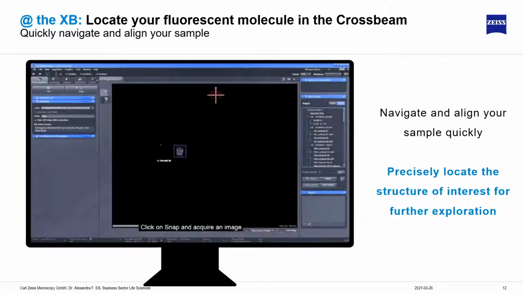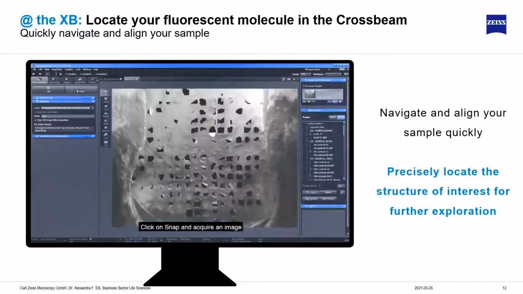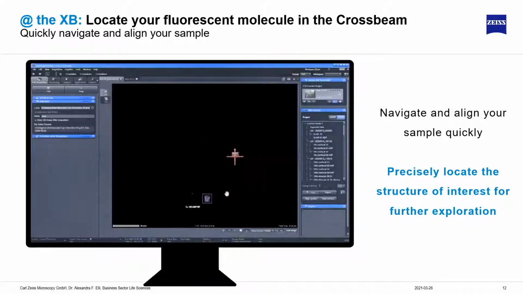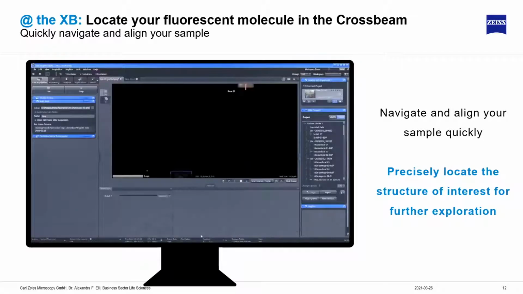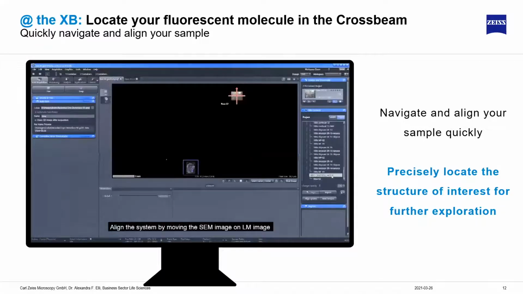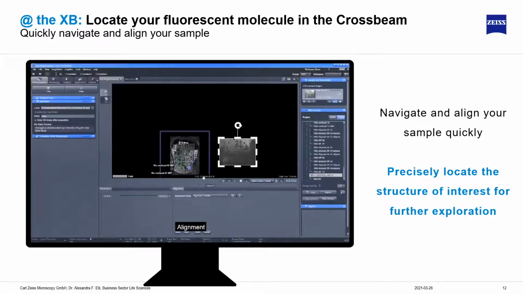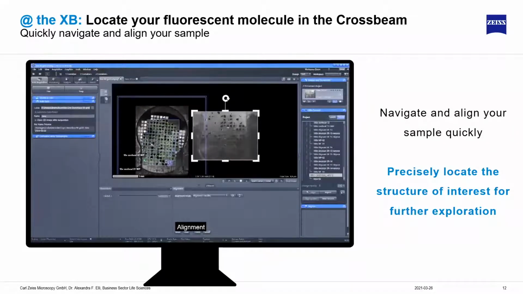So with the light microscope data to hand and your sample transferred to the FIB-SEM, the next step is relocalizing the region that contains your molecule of interest. The ZEISS Crossbeam runs the same ZenConnect software as the light microscope, and this means straightforward alignment of the datasets once the sample is transferred to the crossbeam.